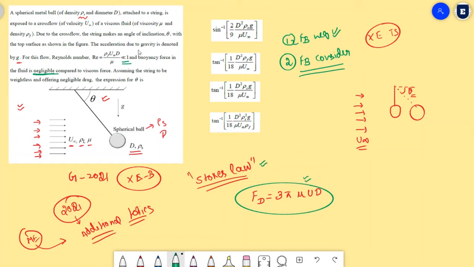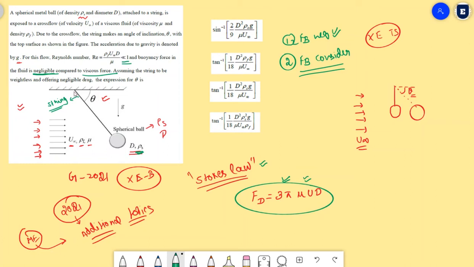The second point is the buoyancy force is negligible. So buoyancy force is negligible compared to viscous force. We will be neglecting the buoyancy force completely and considering only the viscous force, that is nothing but this drag force. Assuming the string to be weightless. They are saying that this string is weightless. See, they are not saying anything about the sphere. The sphere will have a weight. That is why they mention the density of the sphere. They are saying the string will be weightless and offering negligible drag.